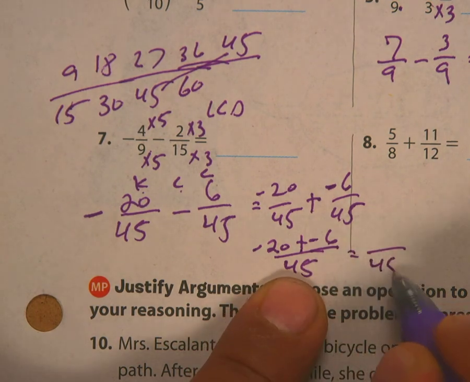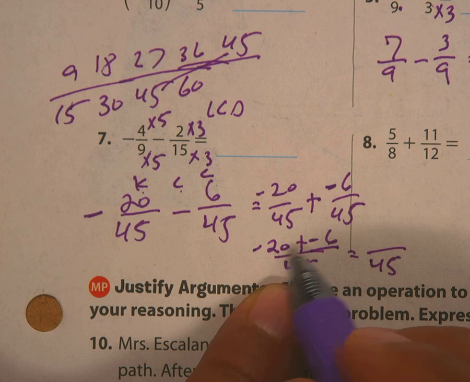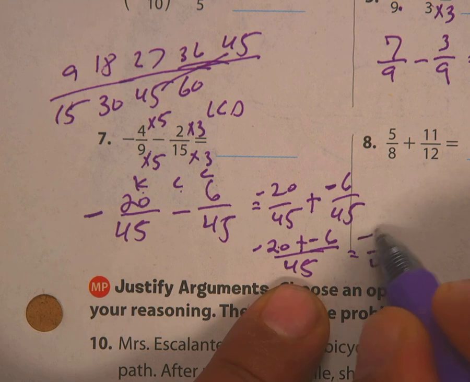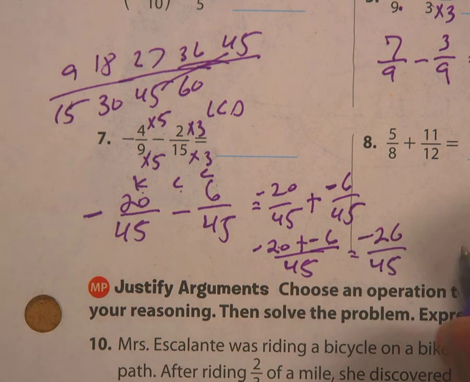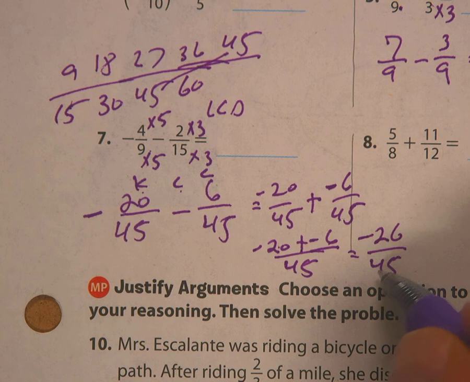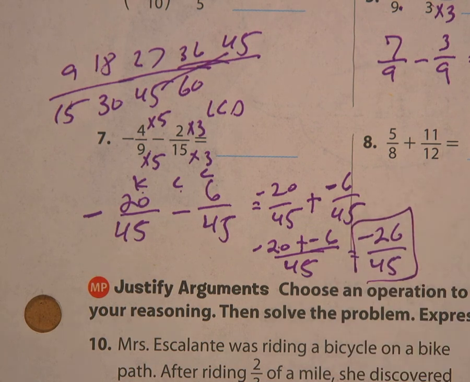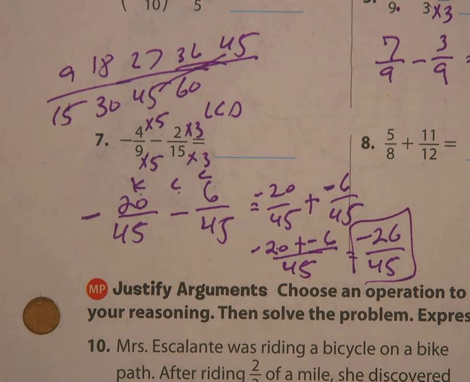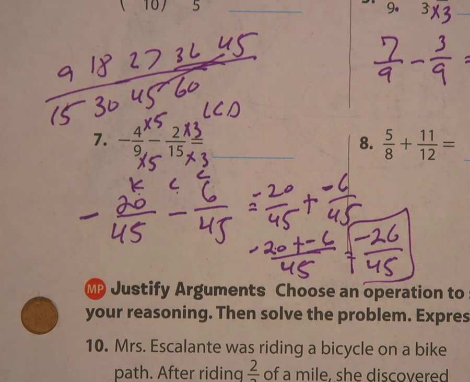And so now you have your rules of integers. So when you're adding, your operation is addition, and they're both negatives, you add them together and you keep the sign. So this would be negative 26 over 45. All you got to do is ask yourself, can I simplify it? And if you can't simplify it, I'm not going to do it for you. Okay? But you can simplify it. That's just a way to do the problems.